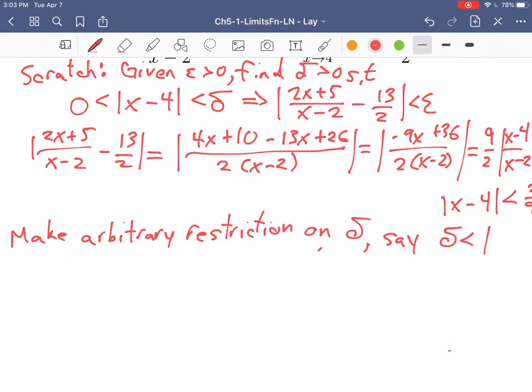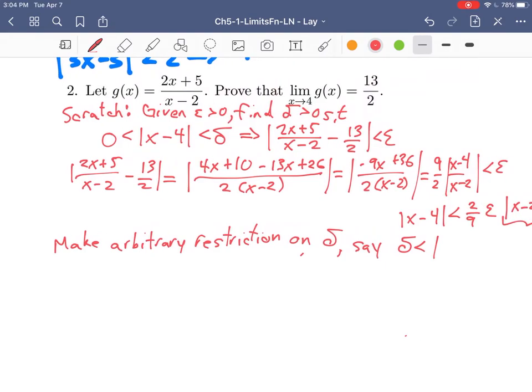So if we make that restriction, then this would tell us that if the absolute value of x minus 4 is going to be less than delta, then we have the absolute value of x minus 4 is less than 1, because we're choosing our value of delta to be less than 1.